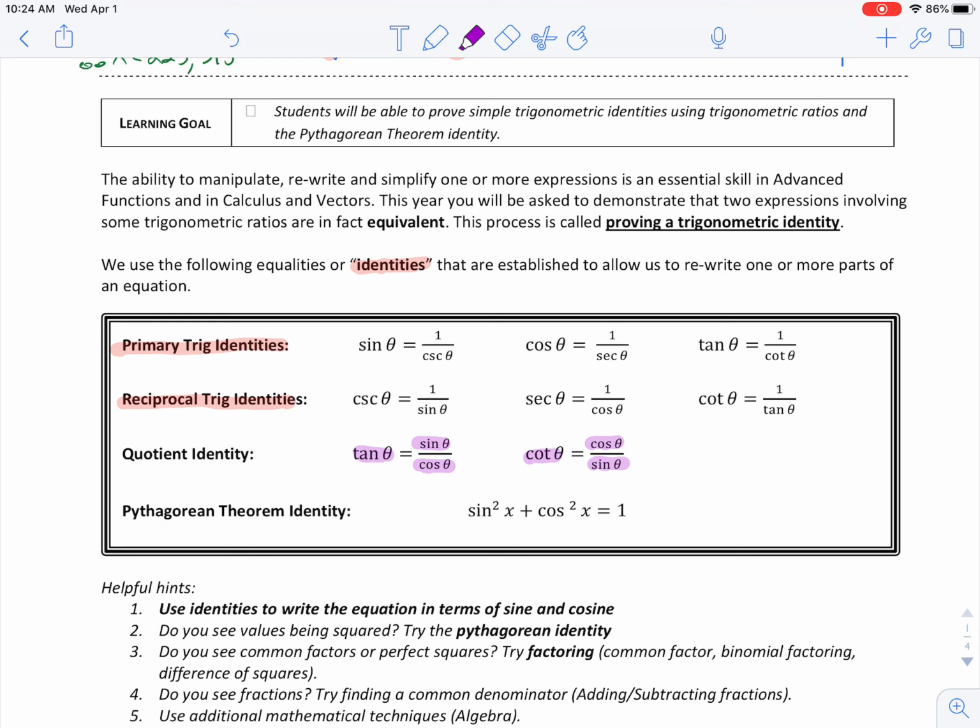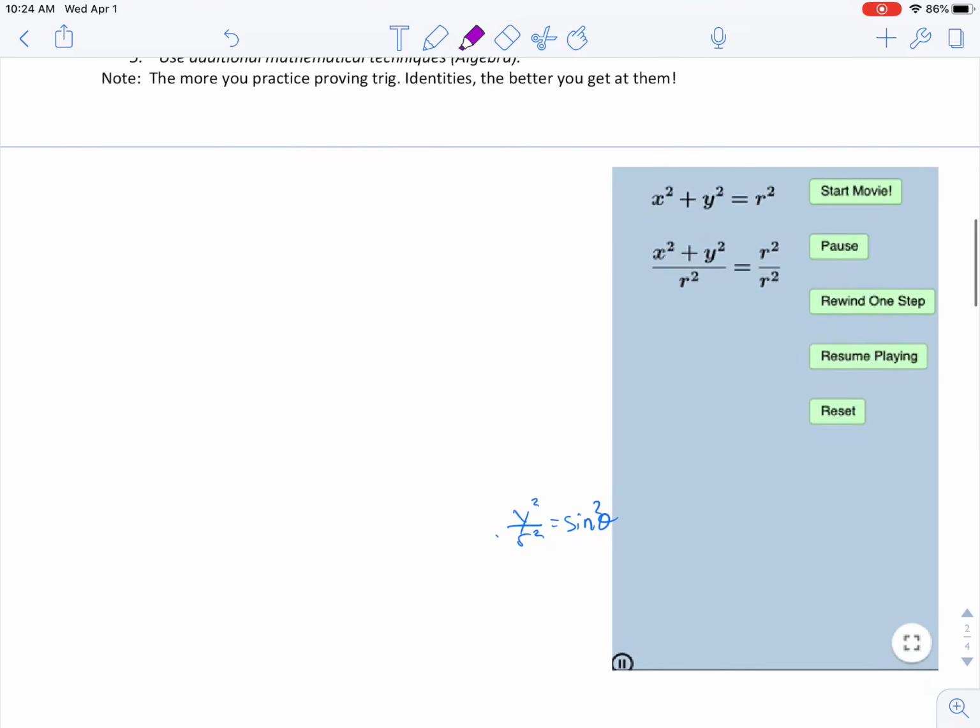The other one, which is called the Pythagorean identity, which is this thing here, is going to be something we're going to use quite a bit. And there's a proof, and I provided it here. And so you can actually, this is another little GIF thing I created. Anyway, so you've got this x squared plus y squared equals r squared. And you can follow along here.